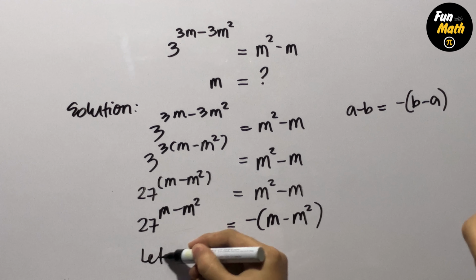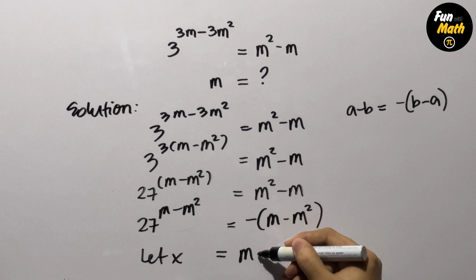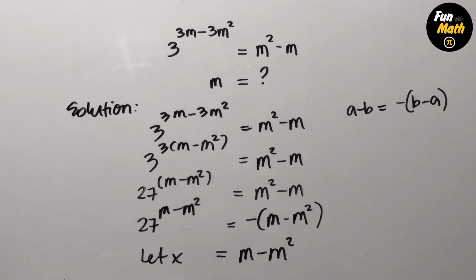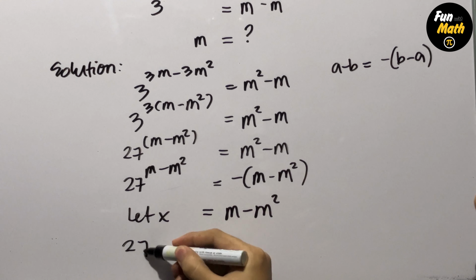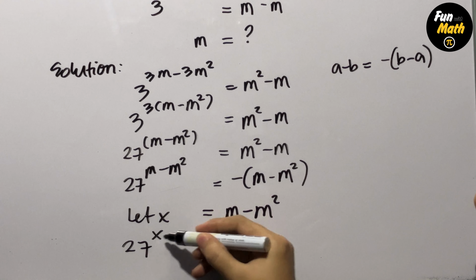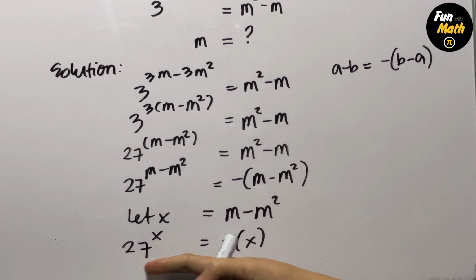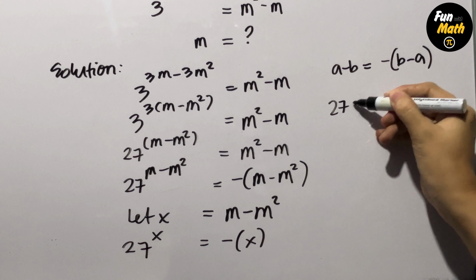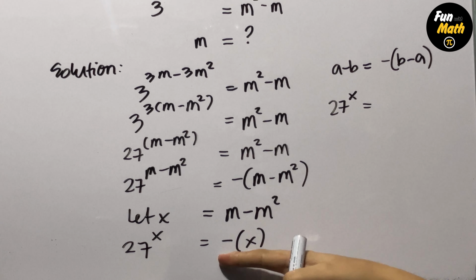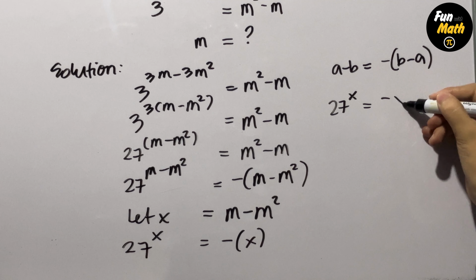Now, let x be equal to m minus m squared. So this is now 27 to the power of x equals negative times x, that is 27 to the power of x equals negative x.